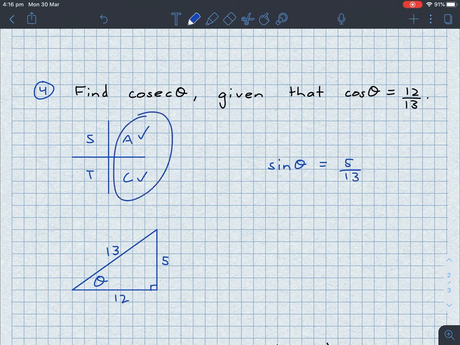But we're talking about the first and the fourth quadrants. In the first quadrant, sine is positive. In the fourth quadrant, sine is negative. So I need to put a plus or minus because there are two possible values here. Then cosec theta is the reciprocal. So cosec theta is plus or minus 13 over 5. And that's our final answer there.